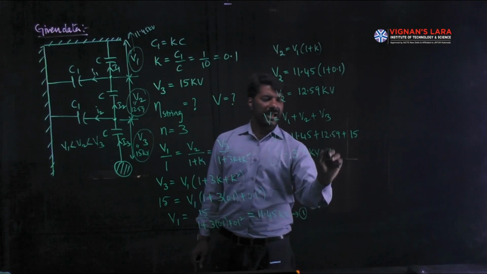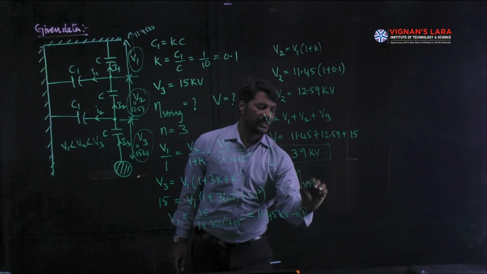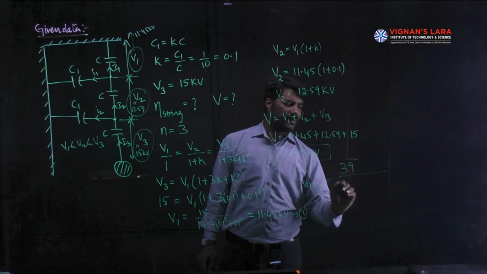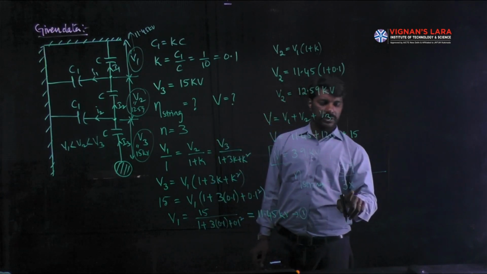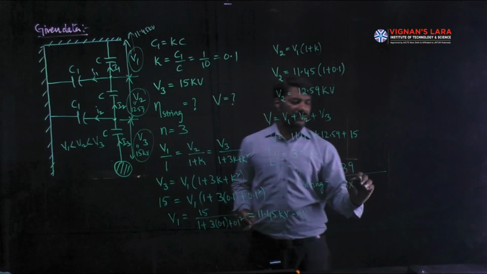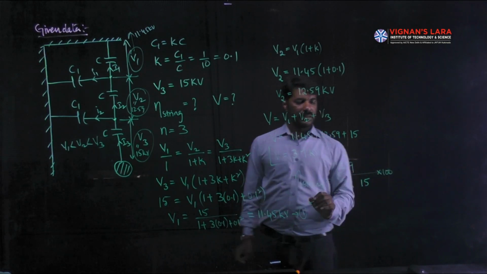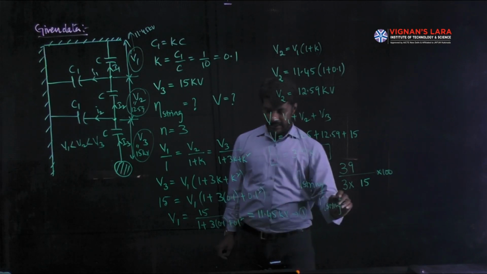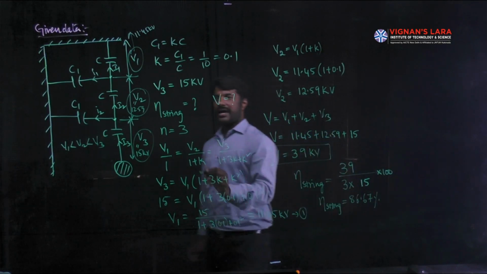Once we know the entire voltage across the string, then you can estimate the string efficiency. The string efficiency is equal to the total operating voltage, 39 kV, divided by the number of insulating units, 3, into the voltage nearer to the line unit, which is 15 kV, multiplied by 100. Then in calculation we get the string efficiency as 86.67.